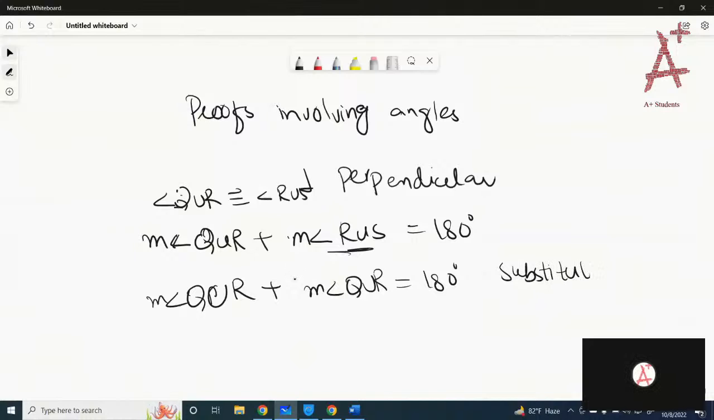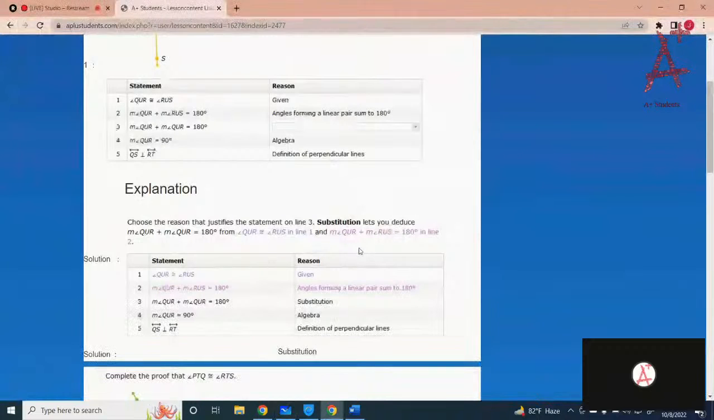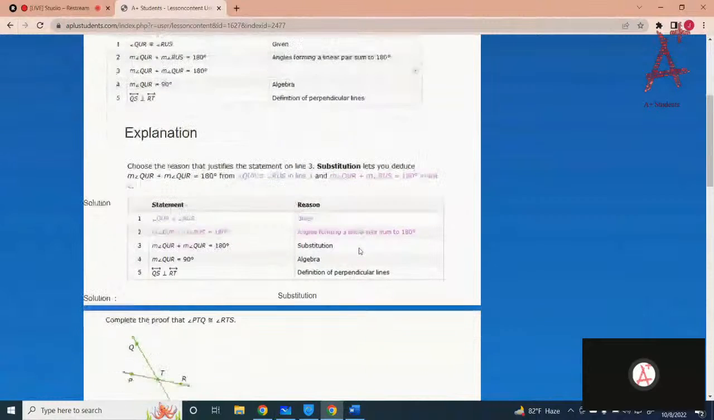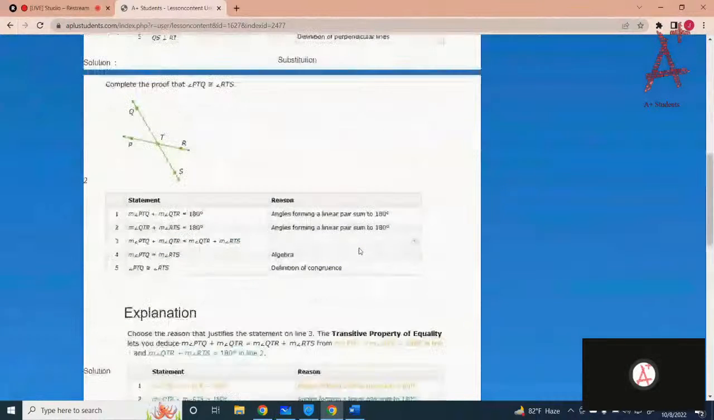Got it? That is the reason. Whenever you are doing proofs, you have to write the statements and the reasons. So that is the reason for this one. Got it? So it's the substitution. Okay, let's move on to the next one.